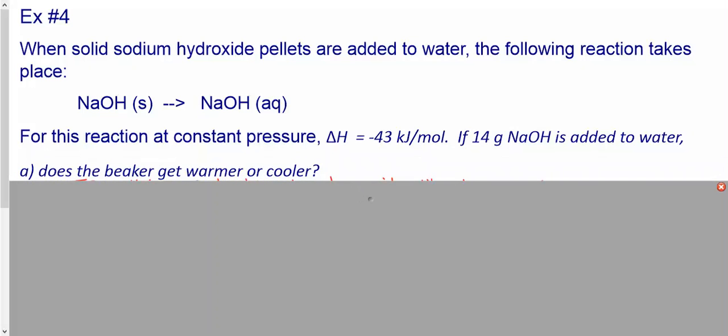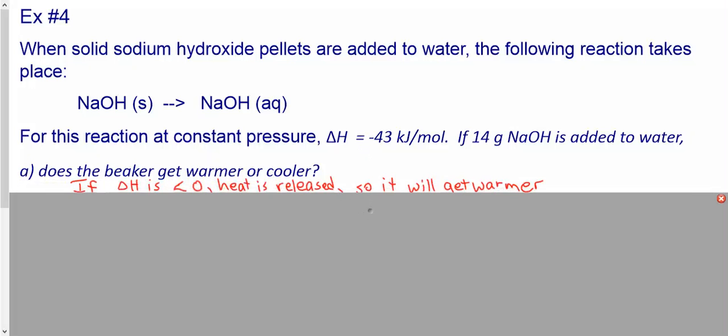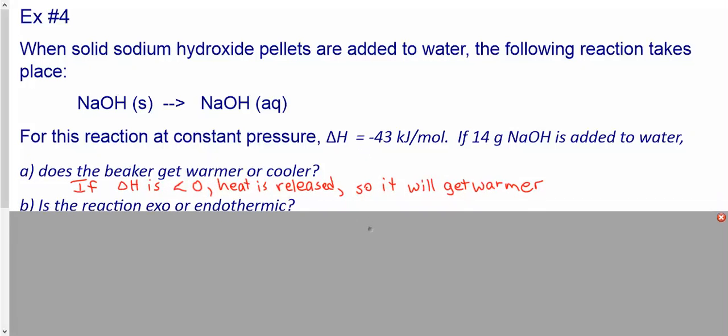Well, the answer here is all in the sign. They give us that delta H is negative. Therefore, negative means exothermic. Heat is released. Therefore, the beaker will get warmer. B, is the reaction endo or exothermic? Again, negative sign means heat is released, therefore exothermic.